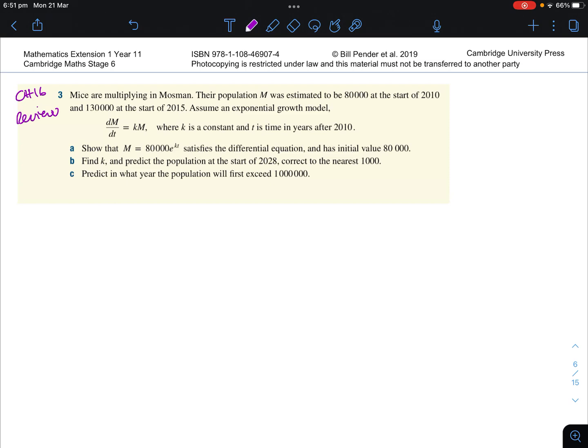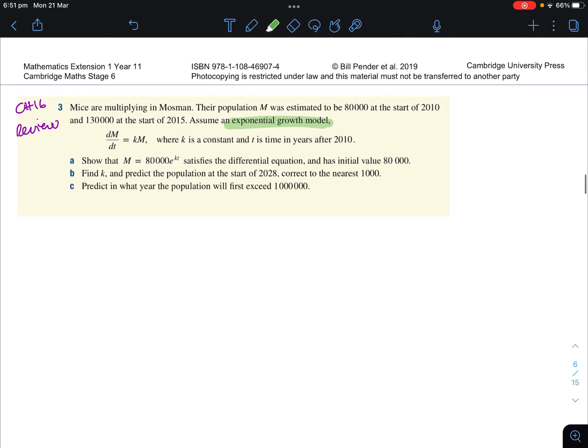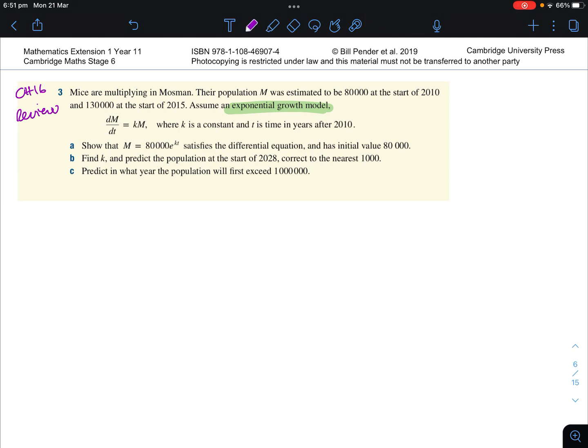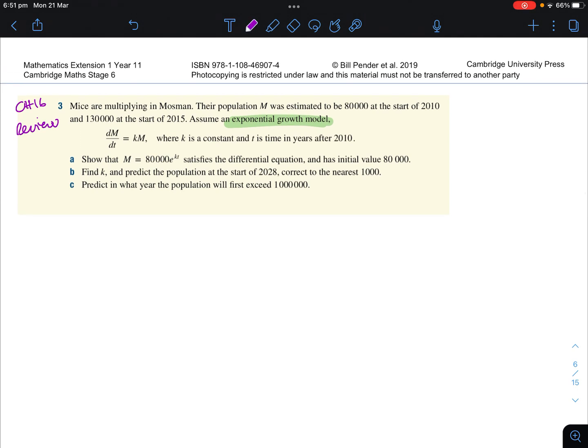Mice are multiplying in Mossman. So this is an exponential growth question. It says it right there. Exponential growth model. The main thing is to work out what you know and what you're seeking to know at each stage. Okay, mice are multiplying in Mossman.